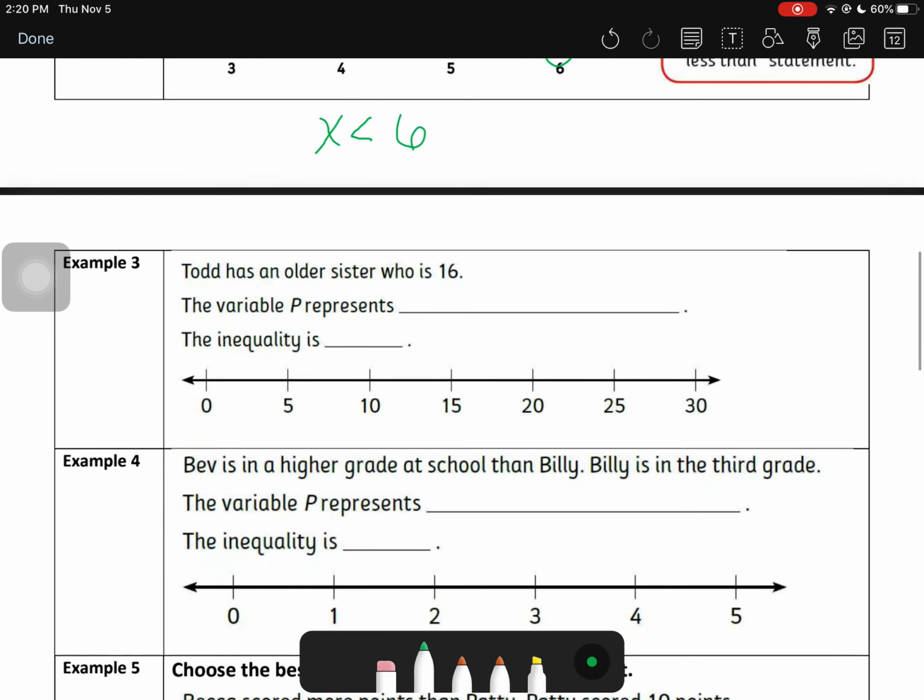Next, Todd has an older sister who is 16. The variable P represents Todd's age. So we'll pick a variable. I'm going to say X. And he's older. So older means bigger. So we're going to say greater, greater than his sister who is 16. So we're going to put a little mark at 16, and I'm going to put an open circle because it's not 16, it's older, and I'm going to shade to the right.